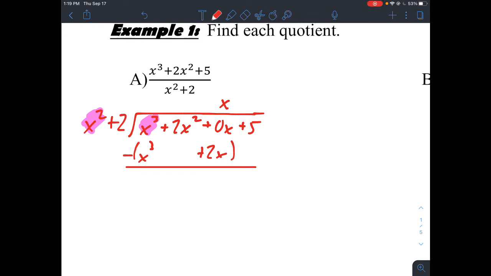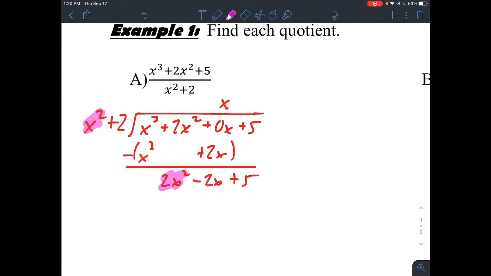And you're going to subtract. The first term should cancel out every time. If it doesn't, you did something wrong. 2x squared minus nothing is 2x squared. 0x minus 2x is minus 2x. And then bring down the 5. And then just repeat that process.